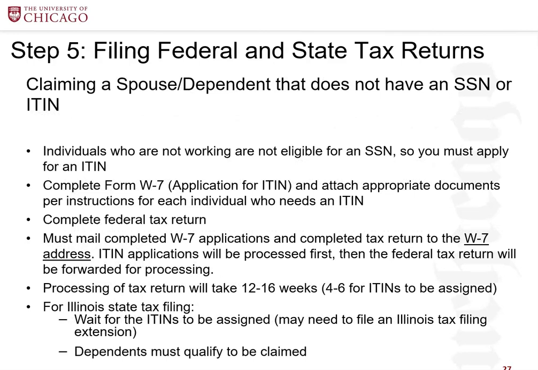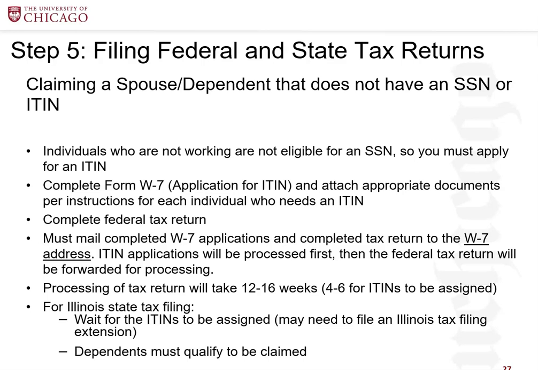If you are claiming a spouse or a dependent that does not have a Social Security number or ITIN, and you have to apply for one for them during the process, this is how it will work. You will have to complete a Form W-7, which is the application for the ITIN, and attach any appropriate documents per the instructions for each individual that needs the ITIN. You will then complete your federal tax return. And finally, you'll mail everything, all the completed W-7s and the tax return, to the address on the W-7.